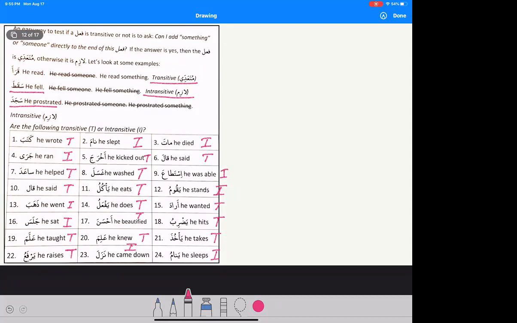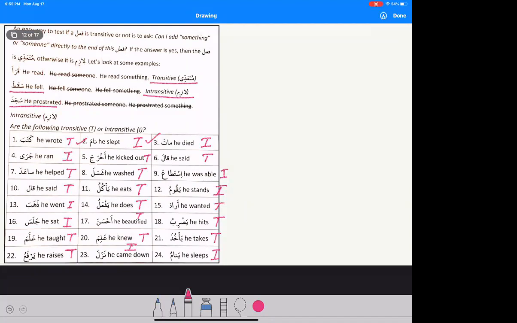Kataba. Kataba means he wrote. So you put he wrote something or someone. He wrote something is making sense, right? So that means this is our transitive verb. He slept. He slept something or someone doesn't make sense. So that means this is our intransitive verb, and it's not going to take maf'ulun bihi.